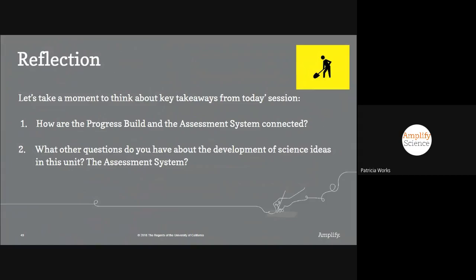So if you have teammates you're working with, you might want to pause right now and think and share with each other what takeaways you'll have from these sessions on the progress build in the assessment system.